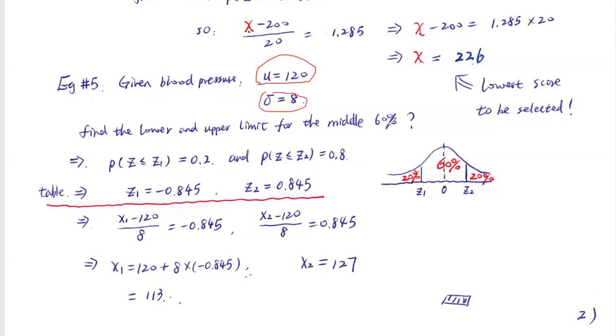So the average is given, the standard deviation is also given, and then we want to find out the lower limit and the upper limit for the middle 60%. Everybody? So I only drew one graph here, right? Ideally, I should draw another one here.